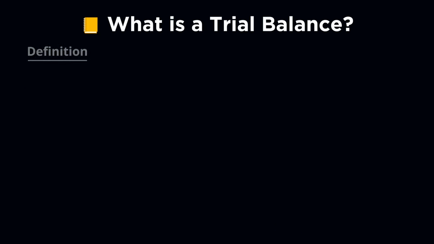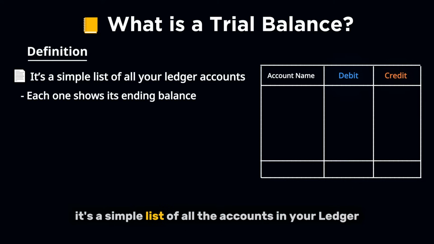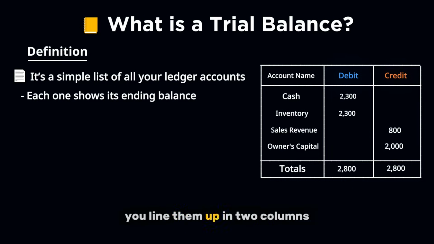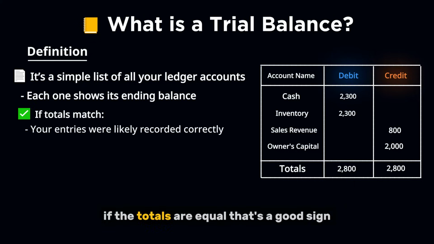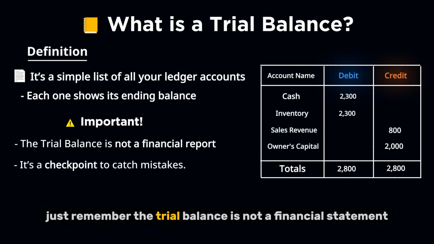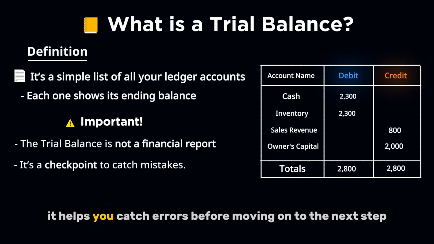Let's get started. So, what exactly is a trial balance? It's a simple list of all the accounts in your ledger, along with their ending balances. You line them up in two columns, one for debits and one for credits. If the totals are equal, that's a good sign. It means your entries were recorded correctly. But if they don't match, something went wrong, and you'll need to fix it. Just remember, the trial balance is not a financial statement. It's a checkpoint. It helps you catch errors before moving on to the next step.